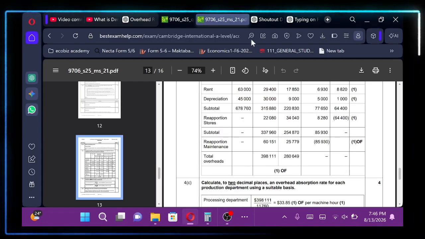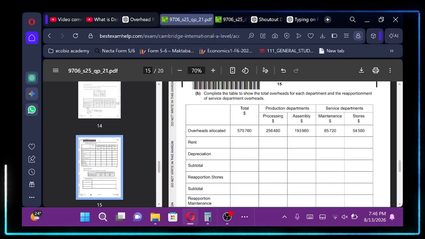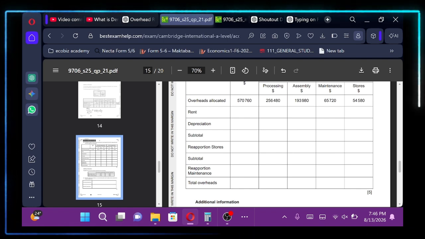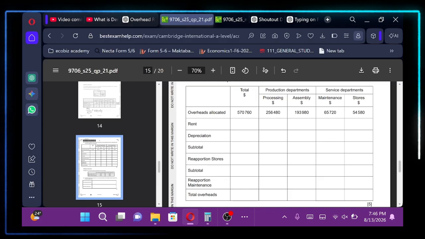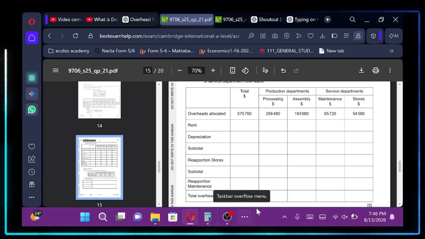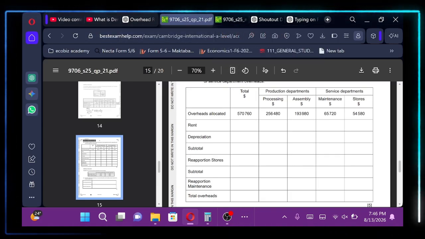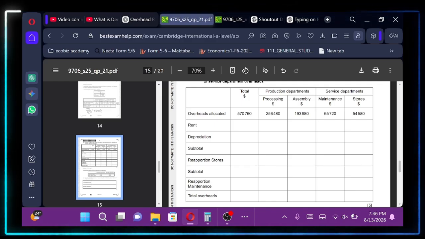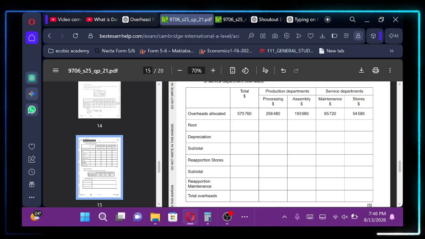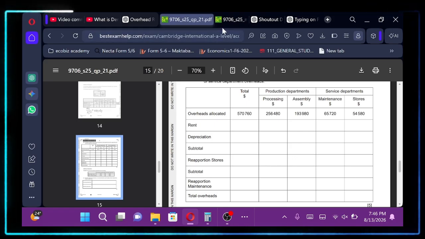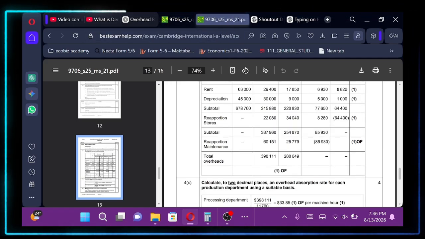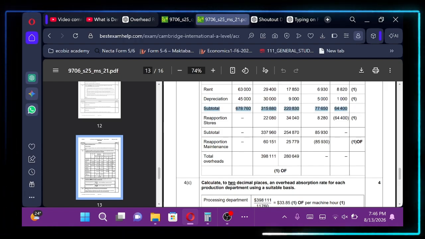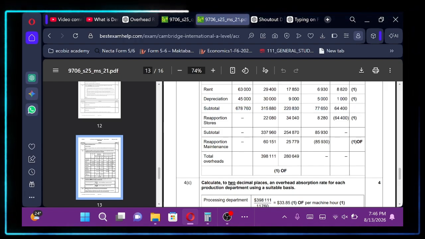Okay, guys, so hopefully now that you've understood the format of how to actually solve these questions, it will be much easier, and I won't have to keep going to this other tab. From now on, we're just going to solve using the question paper and the marking scheme. So where did we end? We stopped at subtotal. Now how do we find the reabsorption stores?